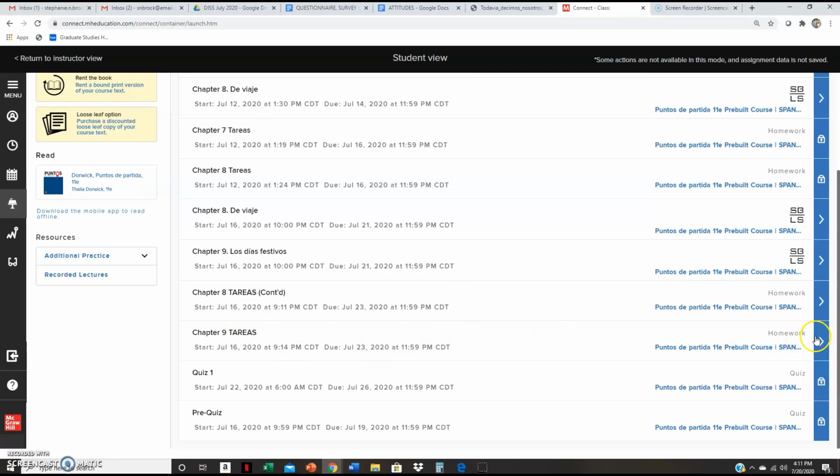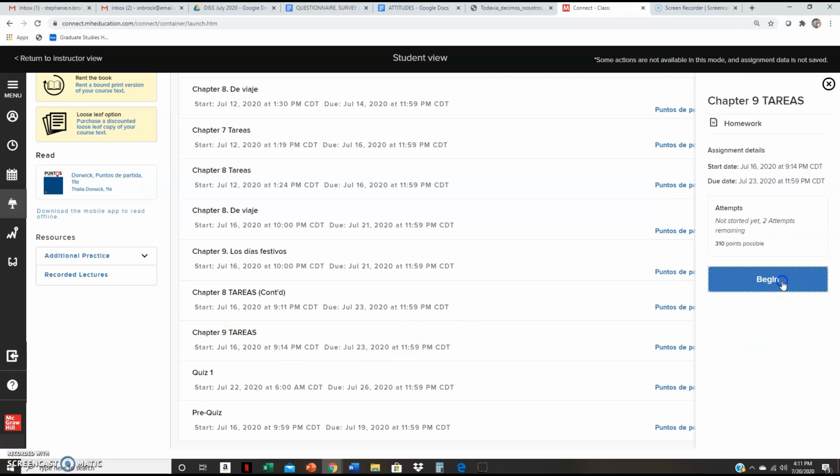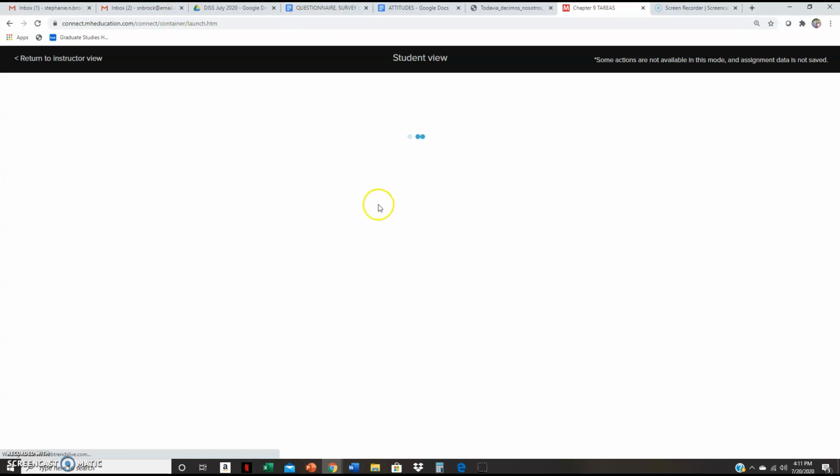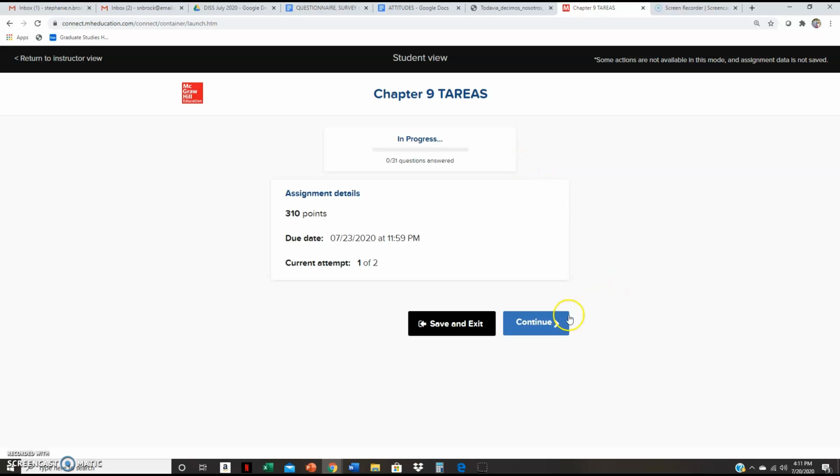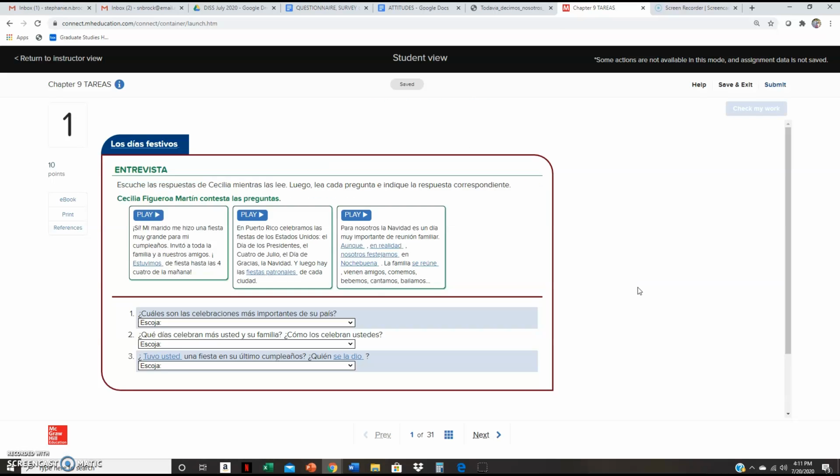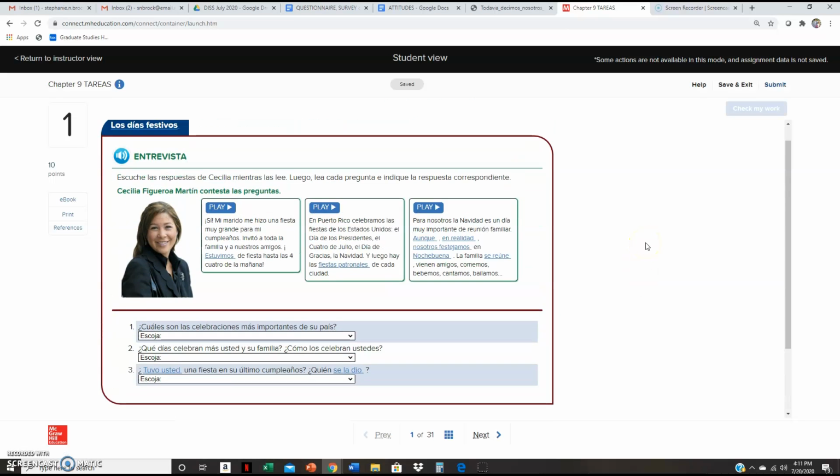And as well for the tareas, let's check out some of these so that you guys are not struggling. I know that some of them are a little bit more difficult than others. I do try to get a good mix for you. Here we've got a little bit of culture going on, right? We're trying to understand the different días festivos. That's the theme for this chapter.